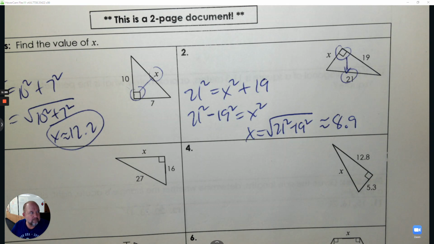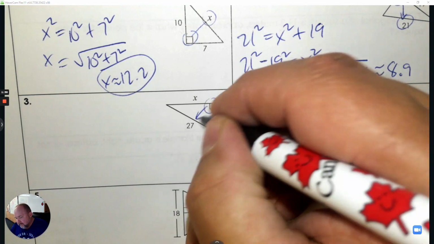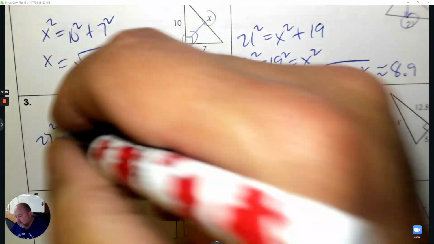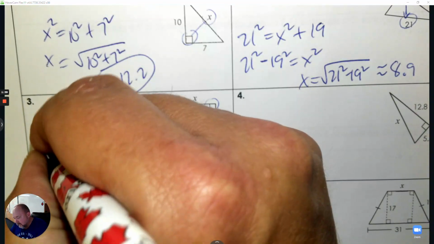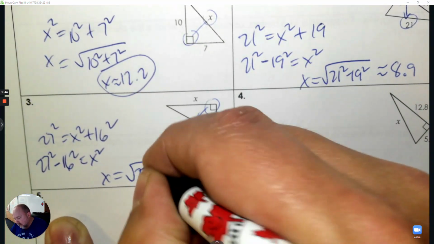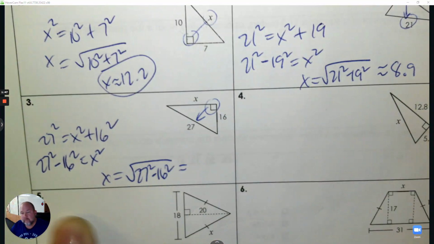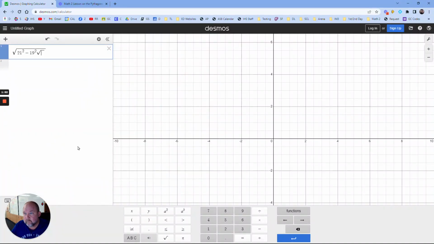Number 3. Again, identify the hypotenuse, that's 27. And then the two other sides, we square and add, and order doesn't matter. To get x squared by itself, I subtract. And then the last step is I square root, and then use my calculator. So that's what I'm going to put in the calculator. Oops, I'll get rid of this. That's 27 squared. Subtract 16 squared. 21.7.